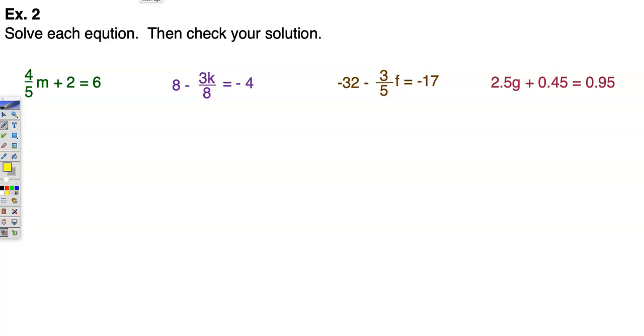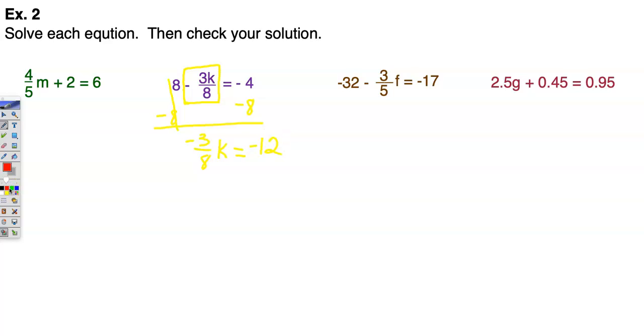Okay, on our next screen, the big difference on the first 3 problems is that we now have a fraction in front of our variable. We're going to go ahead and do this blue one here. So we're going to isolate that term that has the variable. So we need to get rid of 8. So we're going to subtract 8 from both sides. So we have negative 3/8 k equals negative 4 combined with negative 8 would be negative 12.